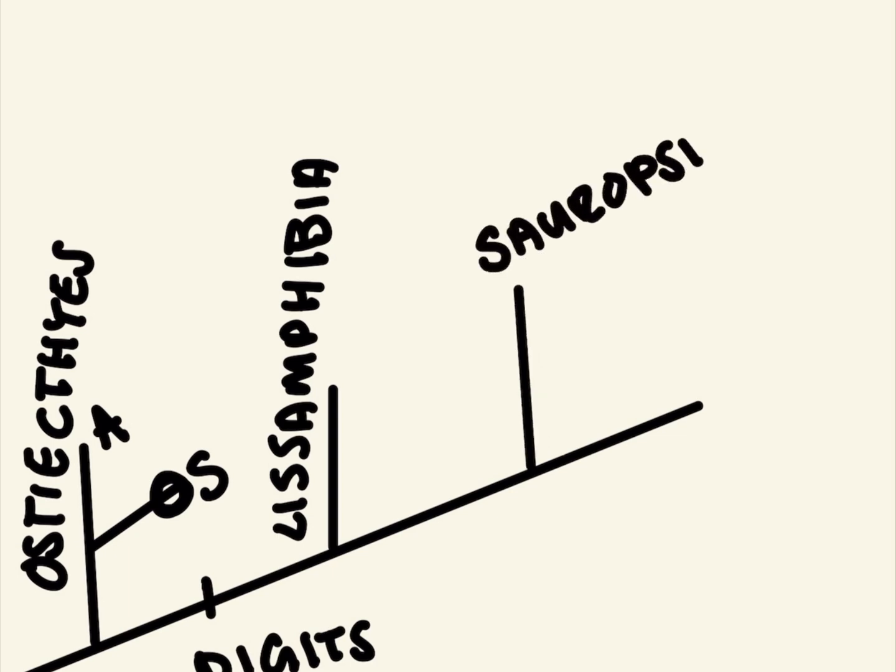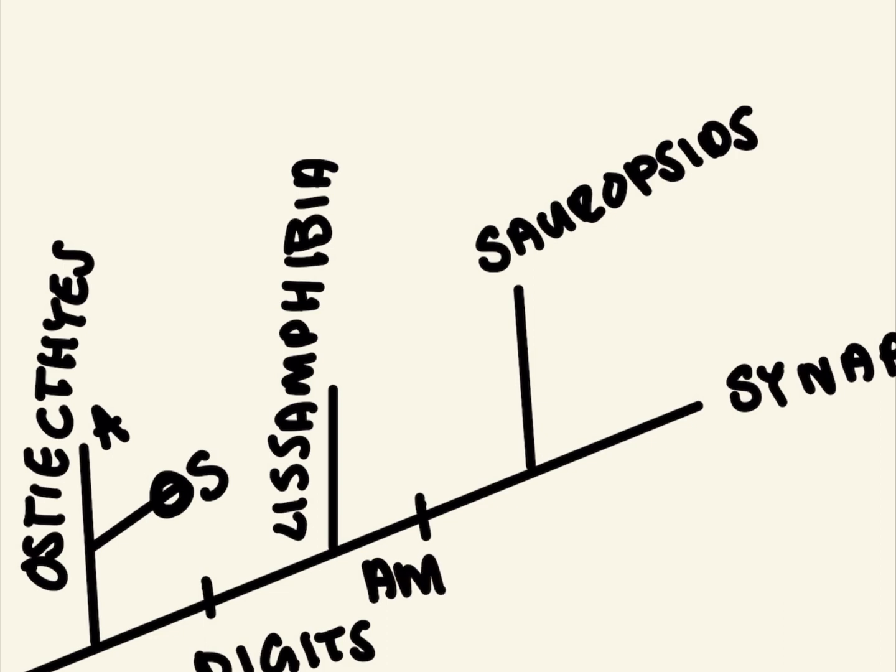Sauropsids are the reptilian group including snakes, lizards, crocs, and even birds. They have well-developed sight and a poor sense of smell. Synapsids are the mammalian group, including lions, monkeys, and dolphins. This is also where humans fall under. They have poor sight but a well-developed sense of smell.